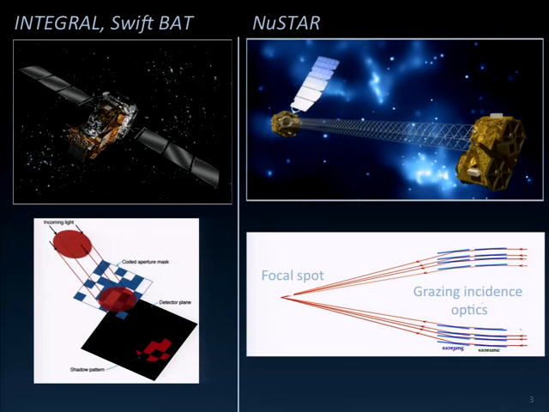So NuSTAR is the first focusing telescope, the first telescope to be able to take a large collecting area and focus it down onto a small area in the detector, reducing backgrounds by factors of thousands and improving sensitivity by more than 100-fold relative to anything that we've had in this bandpass before.